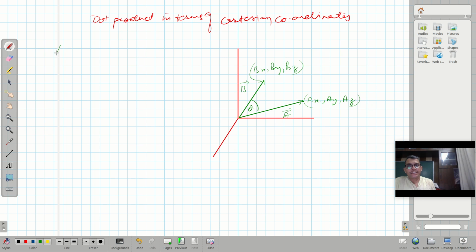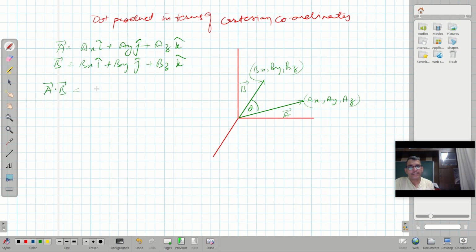Now this A vector is represented by AX i cap, AY j cap, AZ k cap. Similarly, vector B is represented by BX i cap, BY j cap and BZ k cap. Then how can this dot product be written?